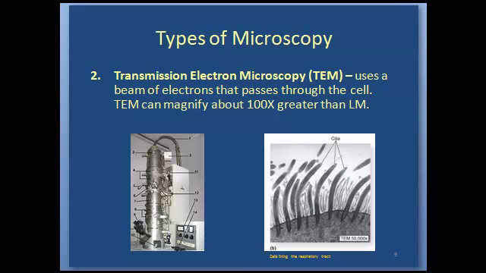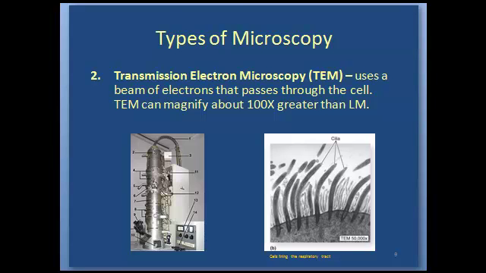As mentioned, another major type of microscopes are the electron microscopes. There's two types. Both the transmission electron microscope and the scanning electron microscope. These are considerably more expensive. They require much more expertise to operate, but they do allow for greater magnification.